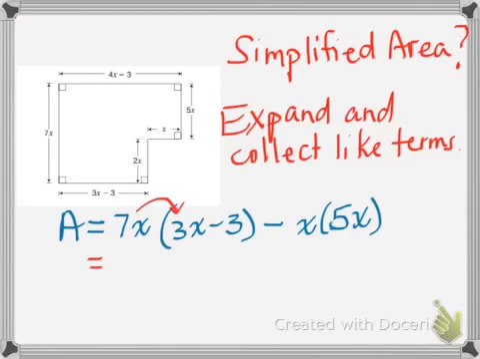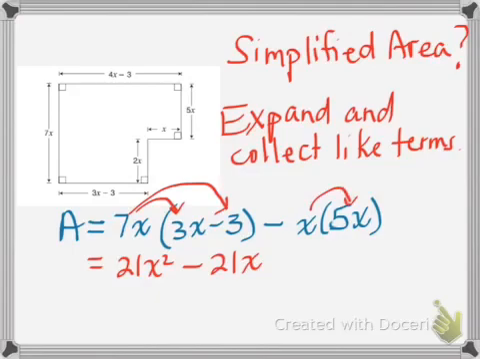So 7x times 3x makes 21x squared. 7x times minus 3 makes minus 21x, and then it's x times 5x. Oh, and you are adding your expressions together, so put the plus sign in. Plus 5x squared, because x times x makes x squared. Your final answer must be simplified completely.